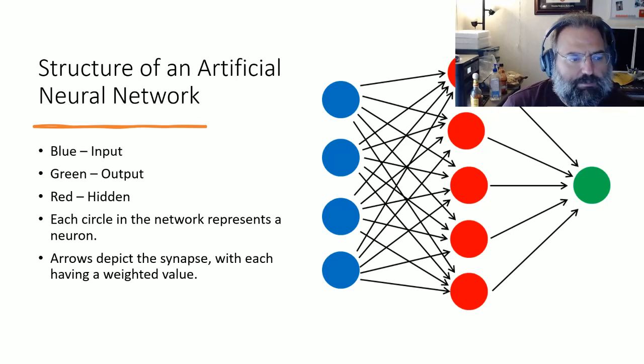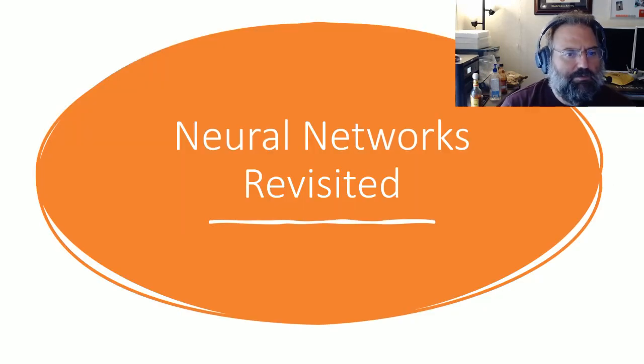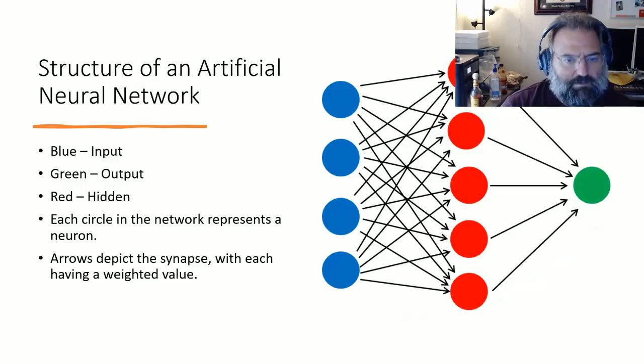The circle represents a neuron or a node. Those two terms are often used interchangeably. The distinction being, you could say a node is part of a layer. A neuron could stand by itself, although it wouldn't be terribly useful. And again, I hit the wrong button.